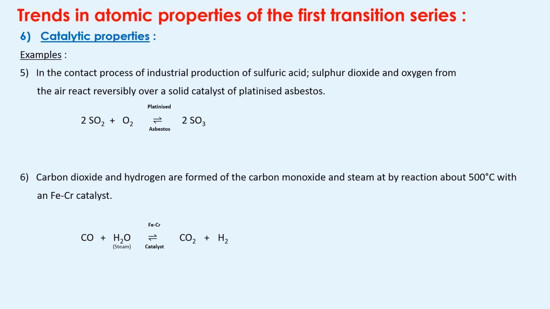So these are some examples where we are using transition elements showing the catalytic property. So there are 6 examples. So the catalyst is now known to you. What is the catalytic property of your transition elements?